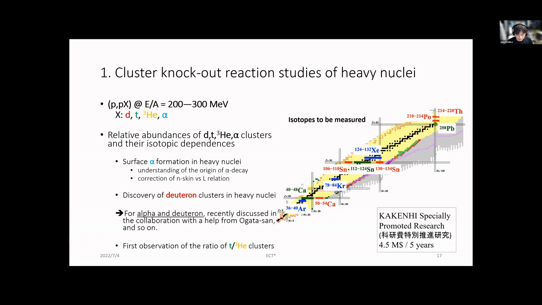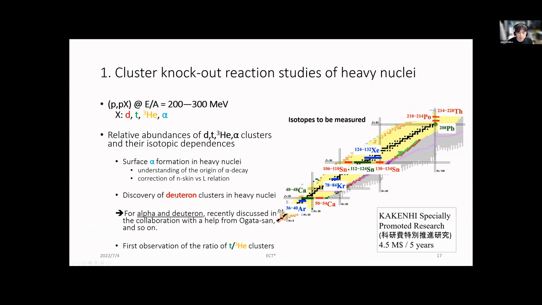One is we recently launched a new experimental program to measure the cluster knockout reaction, not only for alpha particles, but also for triton, helium-3, or deuterons. We want to know how many clusters exist in heavy finite nuclei. In the case of alpha clusters, for very heavy nuclei like alpha decay nuclei, maybe the preformed alpha information can be obtained from these reactions.